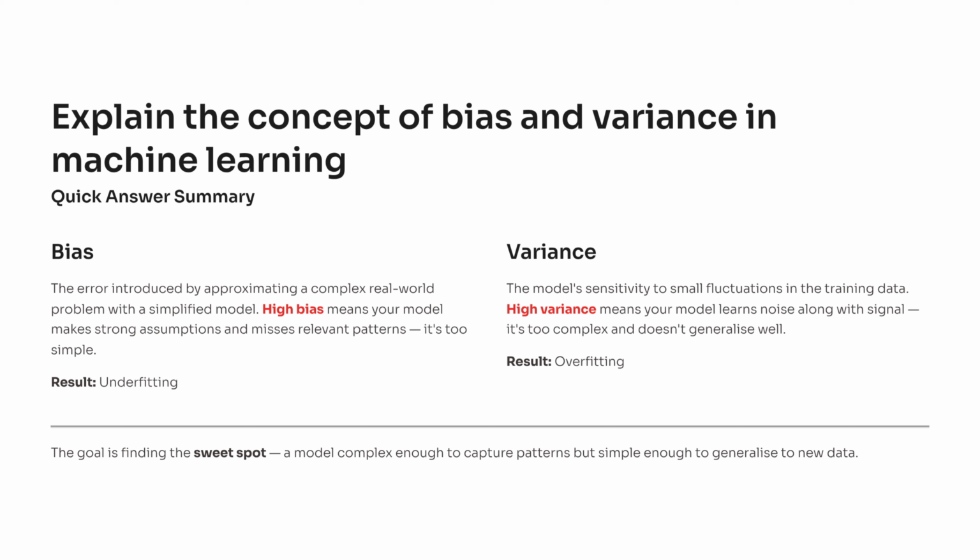You can phrase it in one line. Bias measures how far our model's predictions are from reality. Variance measures how much those predictions change with different training sets. Show that you know this isn't just theory, it's how you make models practical.